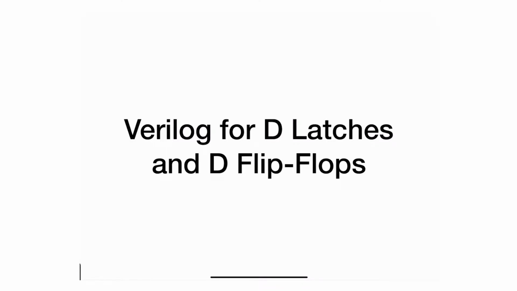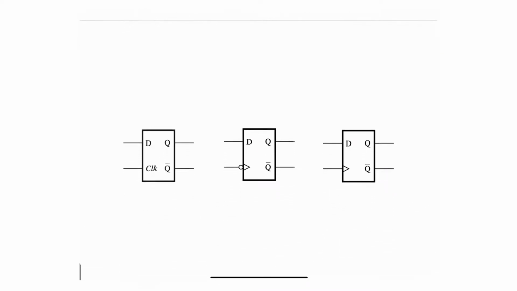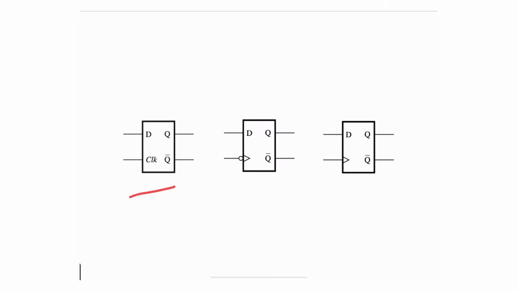We now move into writing Verilog code to describe simple storage elements such as D latches and D flip-flops. So I'll go through some code that describes a latch, and then I'll show you how to write code for D flip-flops activated by different edges of the clock.